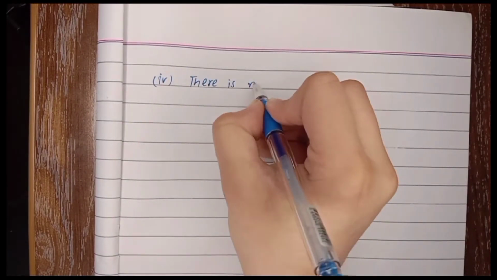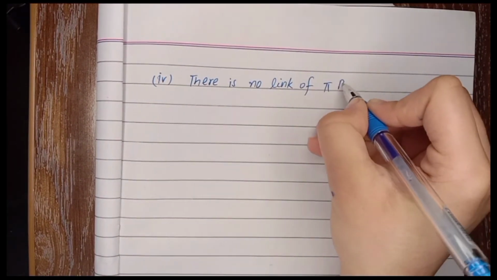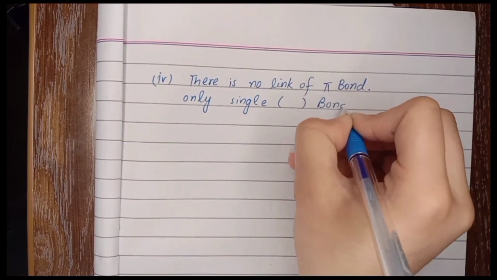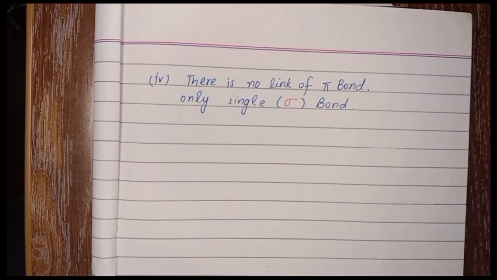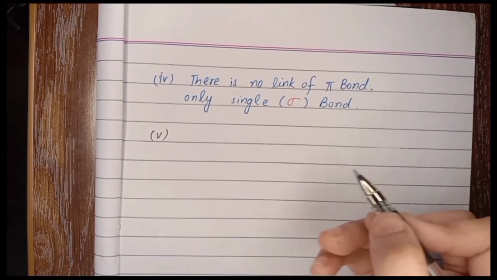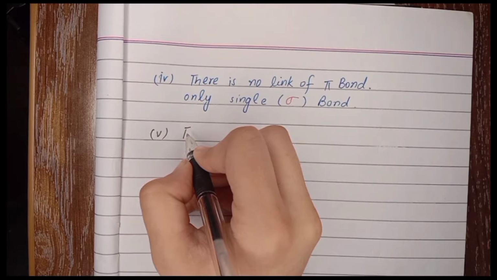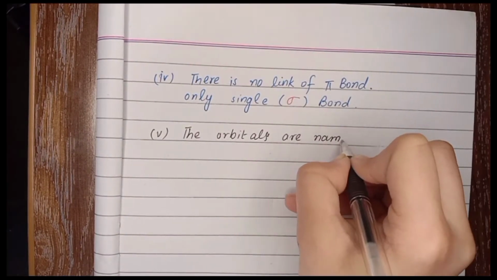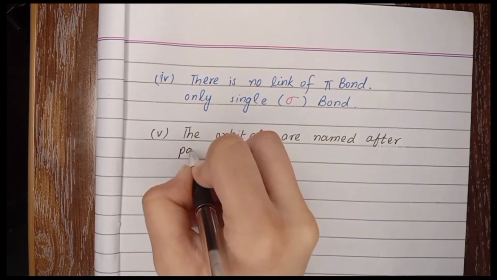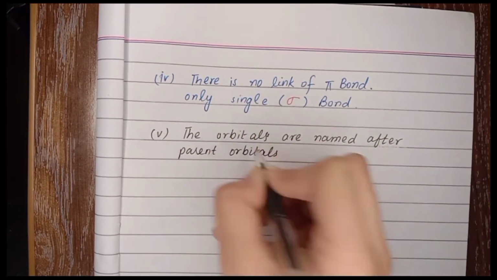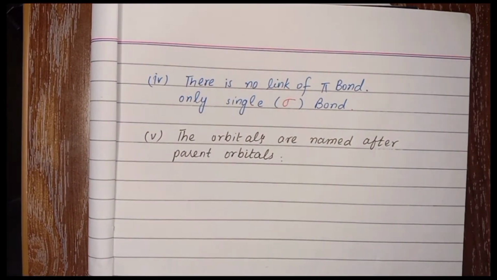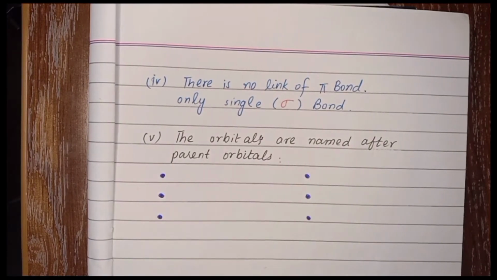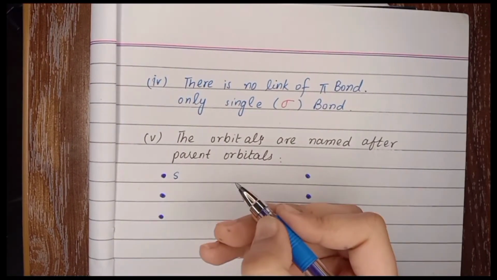The fourth point is that there is no link of the pi bond in the hybridization process. Only the sigma bond, which is a single bond, is related to the hybridization process. The fifth point is that the orbitals are always named after the parent orbitals. Like if one s and one p orbital are combining or intermixing, the resulting orbitals will be 2, but the name will be sp orbital. This is the naming point of the orbitals.